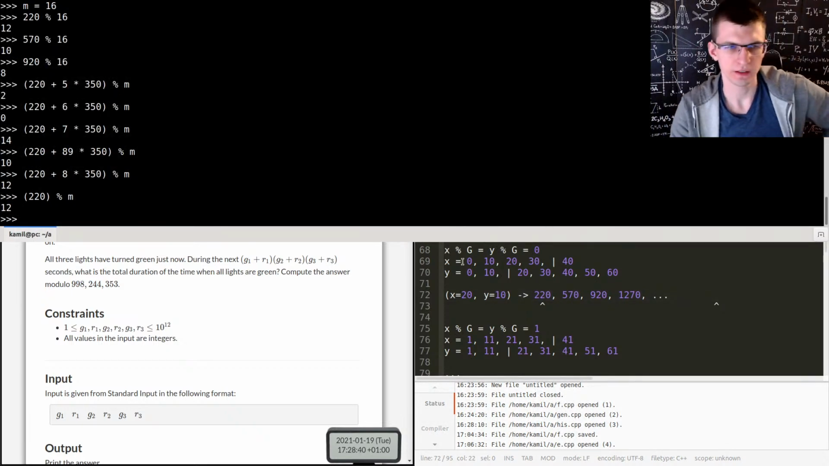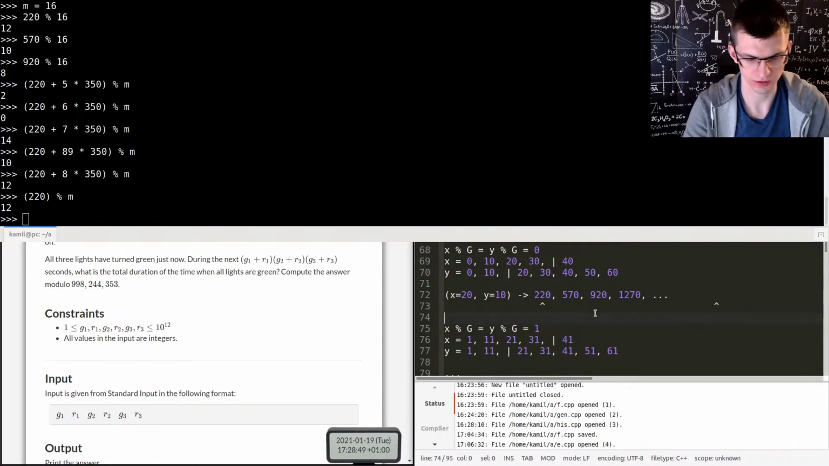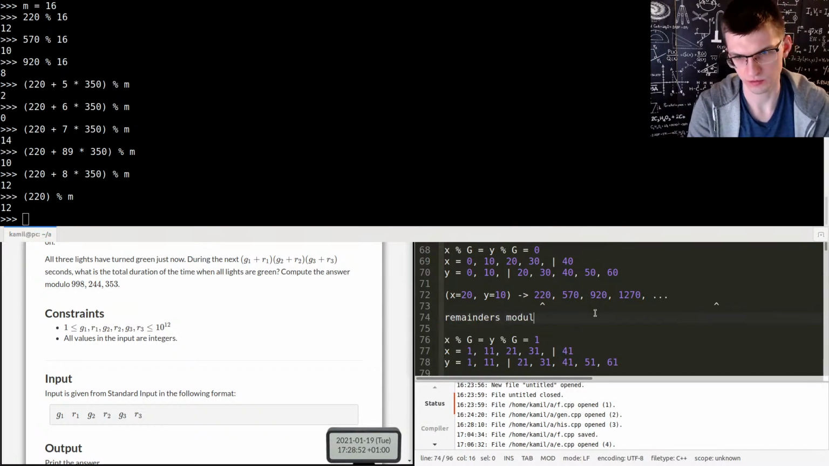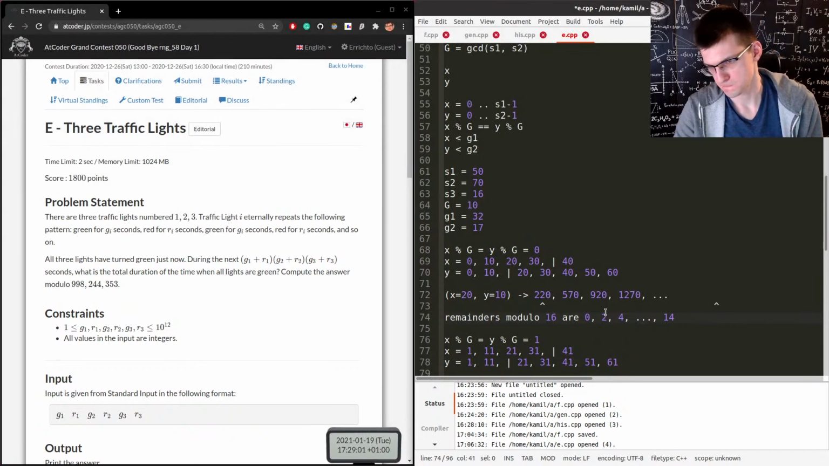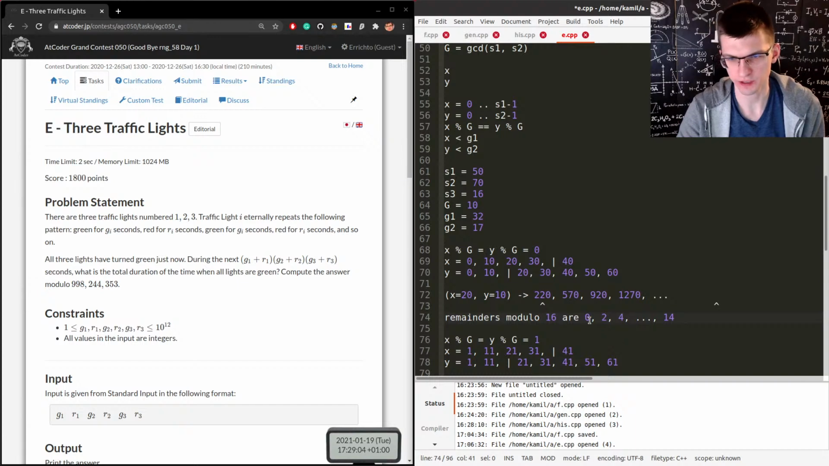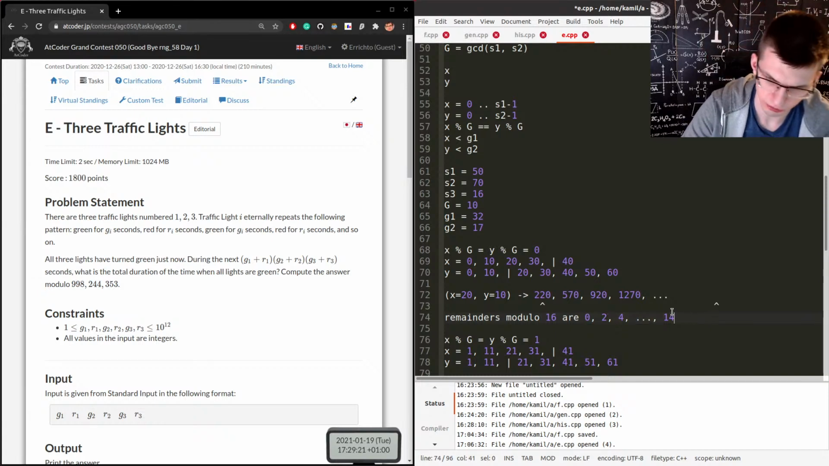And now the question becomes, among remainders 0, 2, 4, and so on. In this case, we have remainders modulo 16 are 0, 2, 4, in some order, doesn't matter what order. How many of them are smaller than G3? That's the question. Maybe I should think about it as, what's the probability that when I get a random remainder modulo 16 among these, I will have a number smaller than G3.